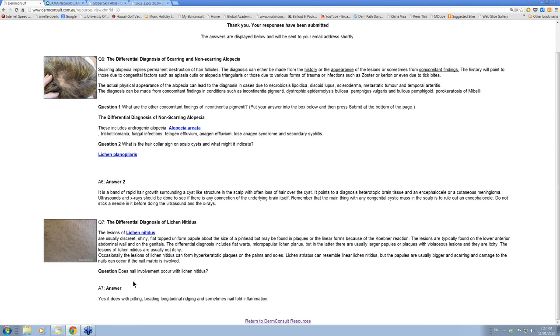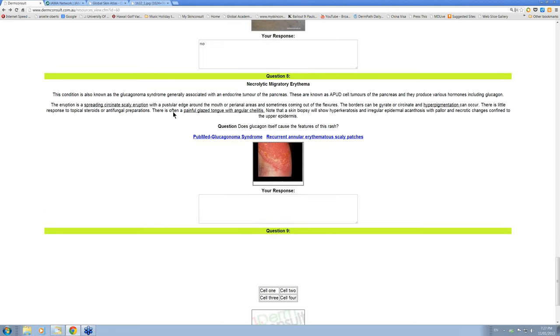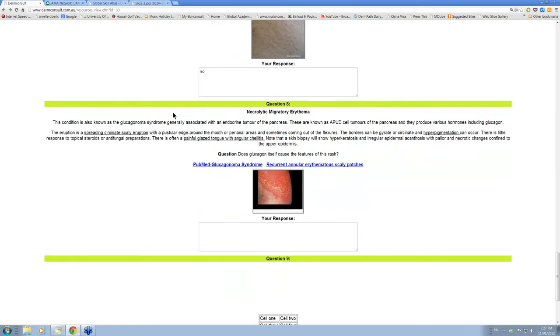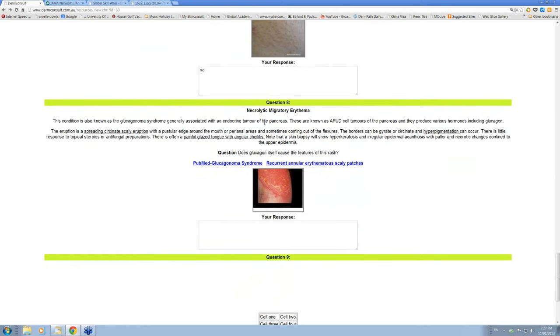No, we don't see enough lichen nitidus to be able to clarify that. Now, what's the last condition we're going to look at?